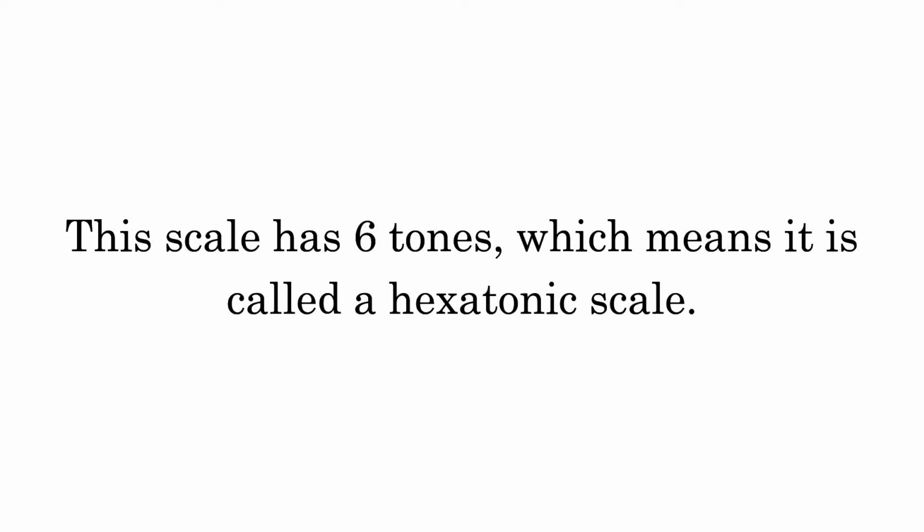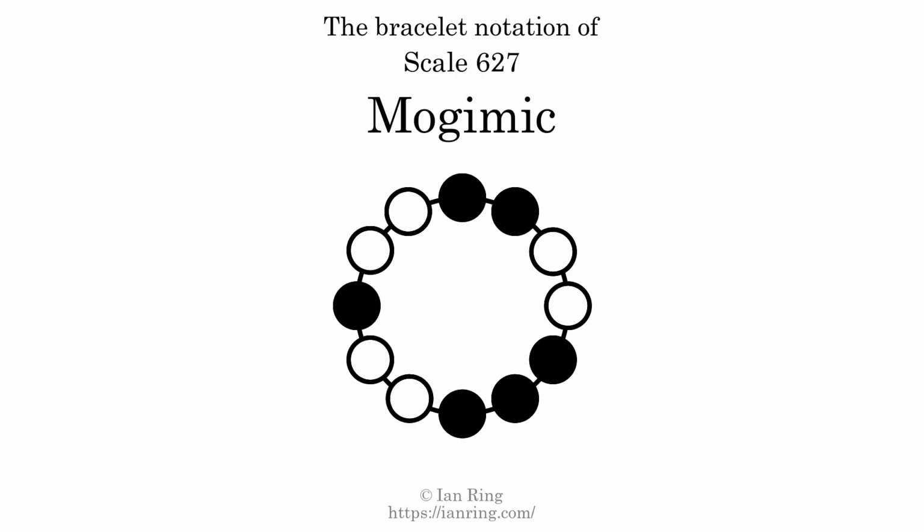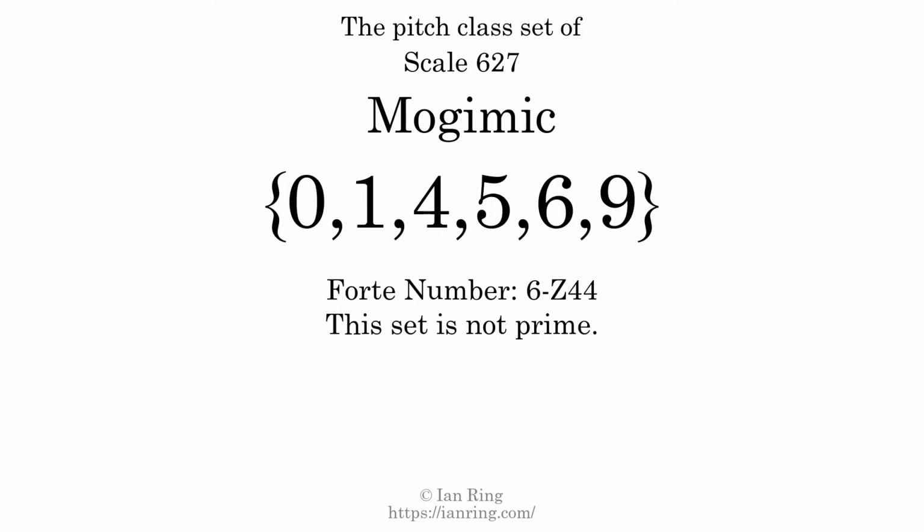This scale has 6 tones, which means it is called a hexatonic scale. This is a bracelet notation diagram of scale 627. The shaded circles represent tones that appear in the scale, and they are read clockwise, starting at the top. The pitch class set for this scale is 0, 1, 4, 5, 6, 9. The forte class is 6Z44. This set is not prime.